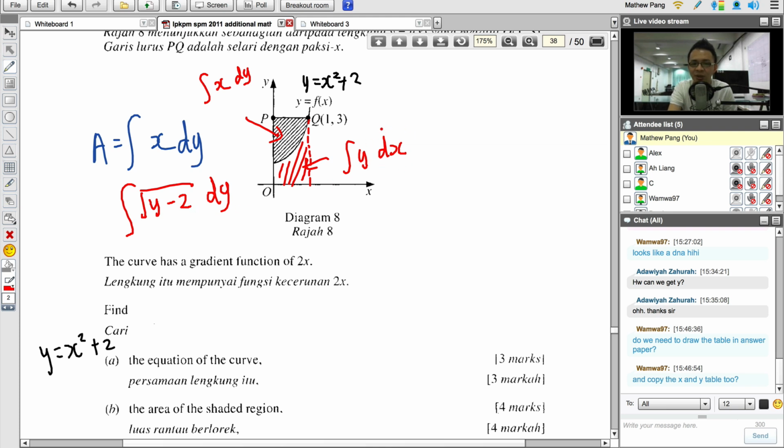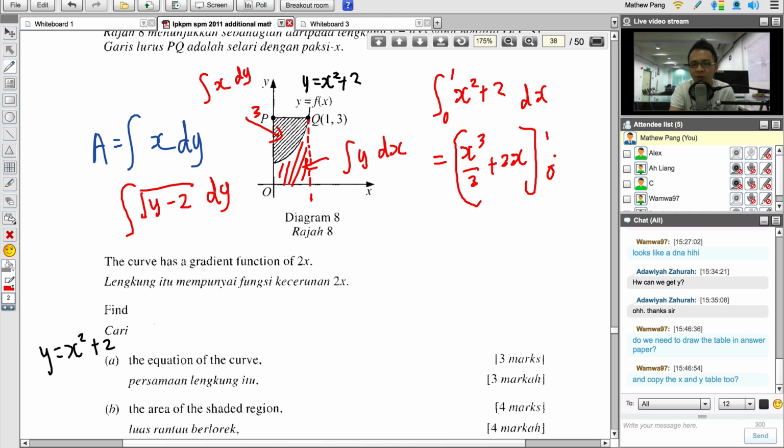So this one, I'm going to integrate. What is my y? It's x squared plus 2. What is my limit? From 0 to 1. Okay, this is 0 to 3. Alright, so 0 to 1 dx. Then I just integrate this one. Power plus 1 over the total power. This is 2x. And then this is just 1 and 0. 0 put in here, you will get 0. So nothing. So this is 1 over 3 plus 2, minus 0. Alright, you substitute 0 in, you get 0. So this one is just 7 over 3.